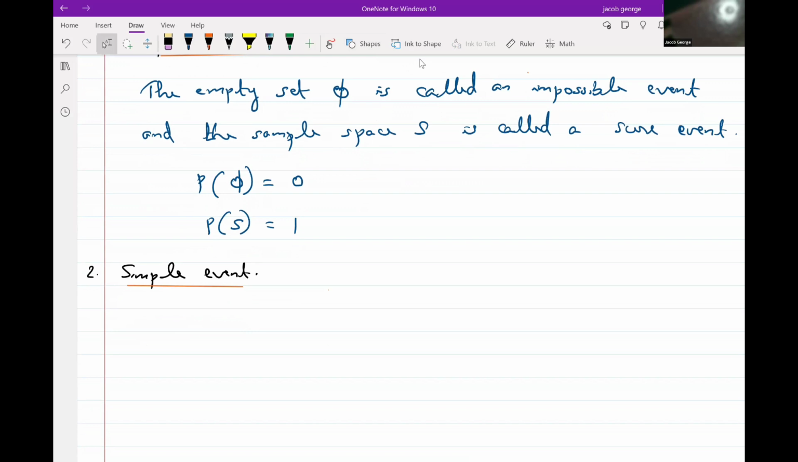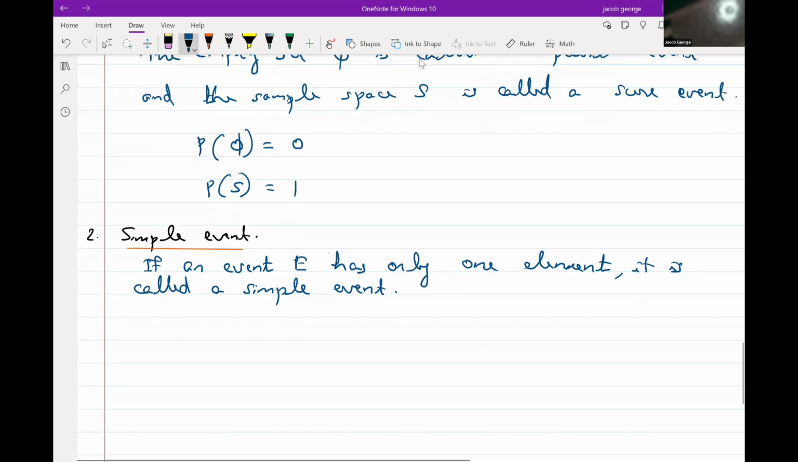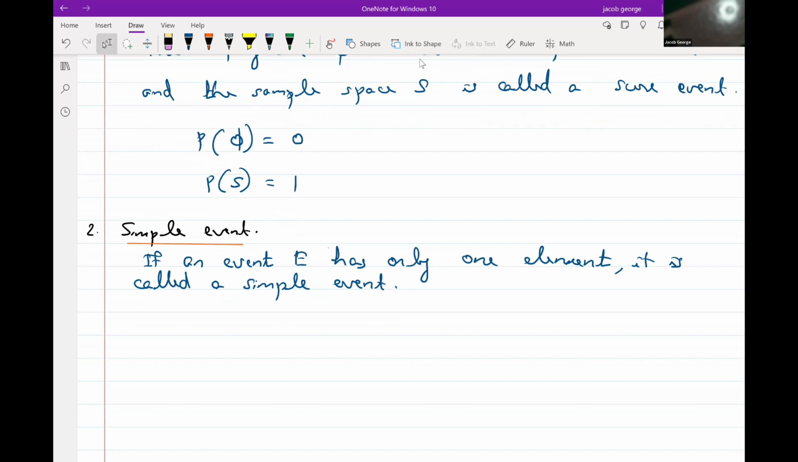If an event E has only one element, it is called a simple event.